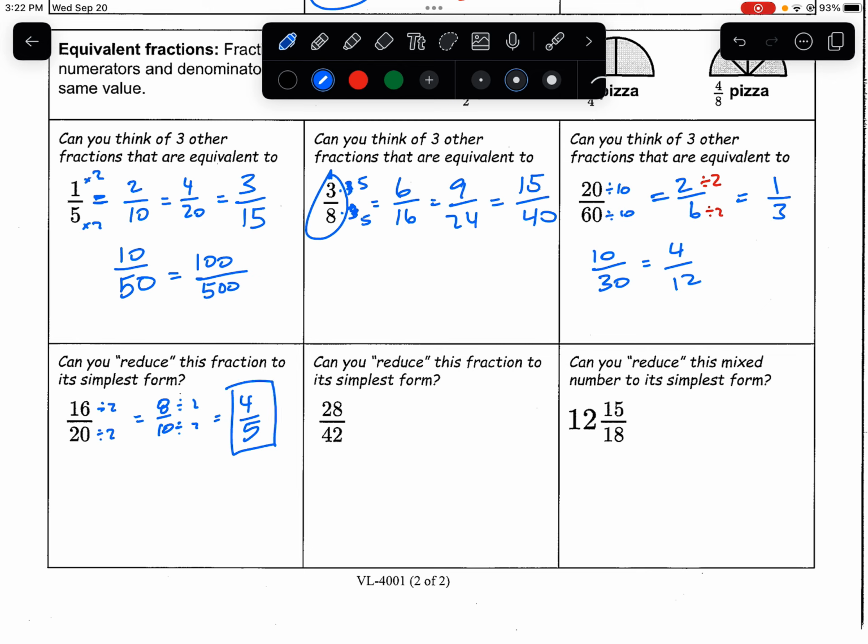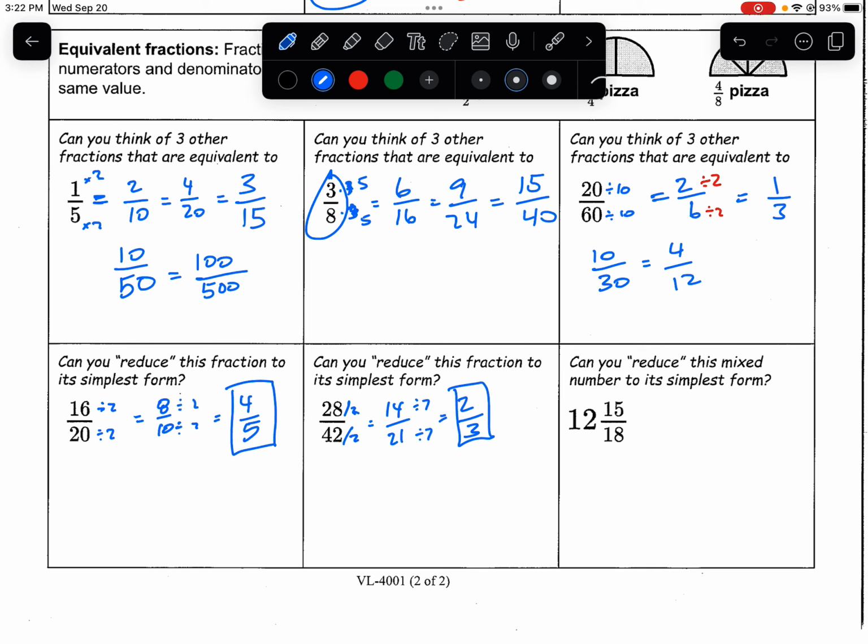Let's see, 28/42. I know 2 works for both of them, so I'm just going to do a little /2 instead of a division symbol, because the division symbol takes me a while. And that equals 14/21. And you may be thinking, oh, well, 2 doesn't work, so that must be done. Well, 3 doesn't work either, but 7 does. So you can divide the top and bottom by 7. And if you divide the top and bottom by 7, you get 2/3. And you cannot reduce 2/3.